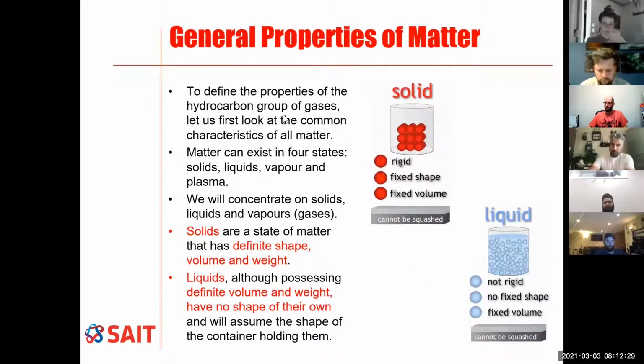Okay, to define properties of hydrocarbon groups of gases, we're going to look at solids. Down here in the red, solids are a state of matter with definite shape, volume, and weight. Liquids have a definite volume and a definite weight, but they don't have a shape of their own. They will take the shape of the container that they are in. This is from first year. Now, we won't talk about plasmas here. We only do the three states: solid, liquid, and gases.